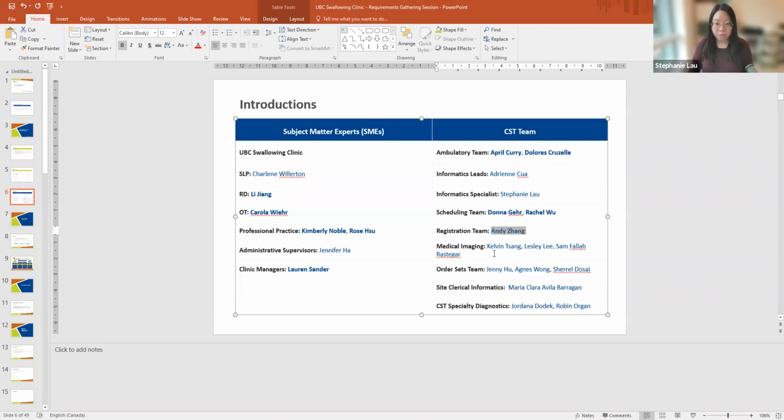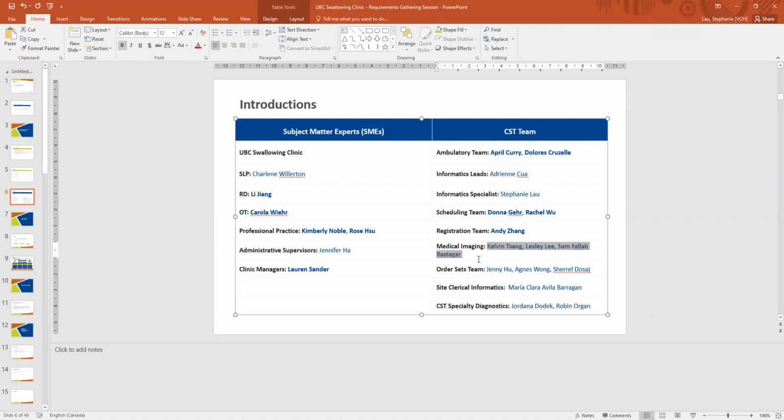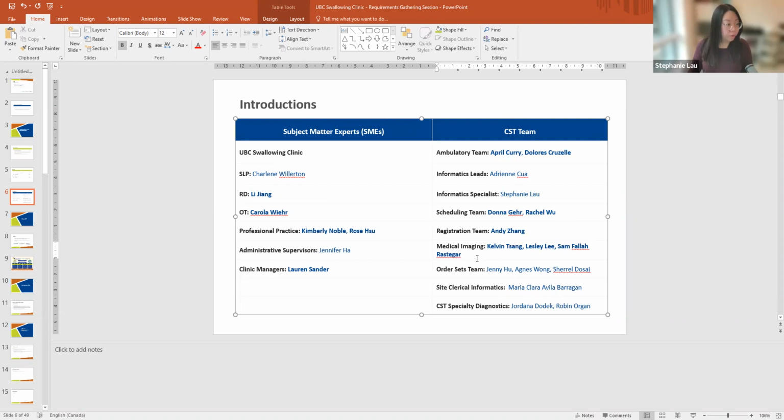Thank you. From the medical imaging team, I believe I see Sam and Leslie. And Calvin's here too. Okay, perfect. Yeah, we're with the medical imaging team at VGH, BC Cancer, and we're helping out with UBC. Thank you. And from the order sets team, I see Cheryl on the line. Not sure if she's connected to audio. If not, that's okay. Site clerical informatics, we have Maria.